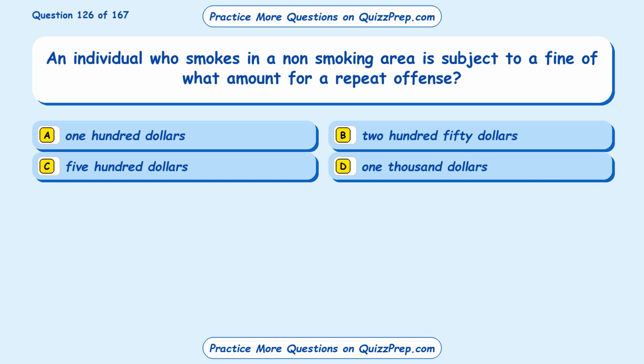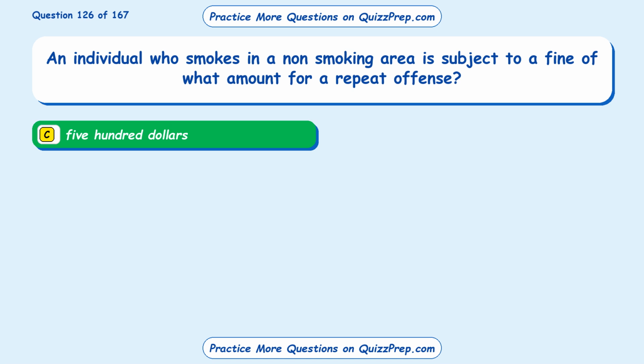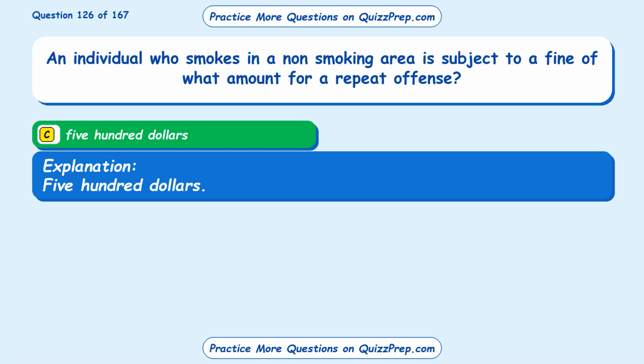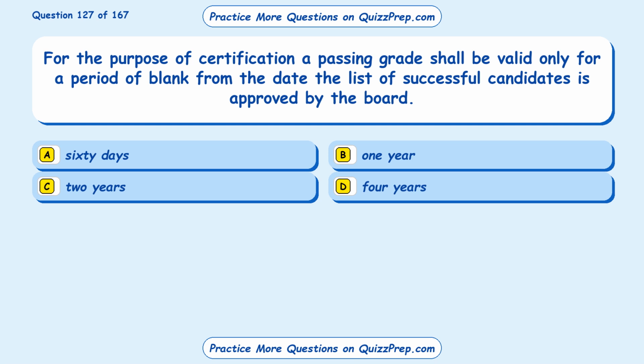Question 126. An individual who smokes in a non-smoking area is subject to a fine of what amount for a repeat offense? Option A, $100. Option B, $250. Option C, $500. Option D, $1,000. The correct answer is option C, $500.